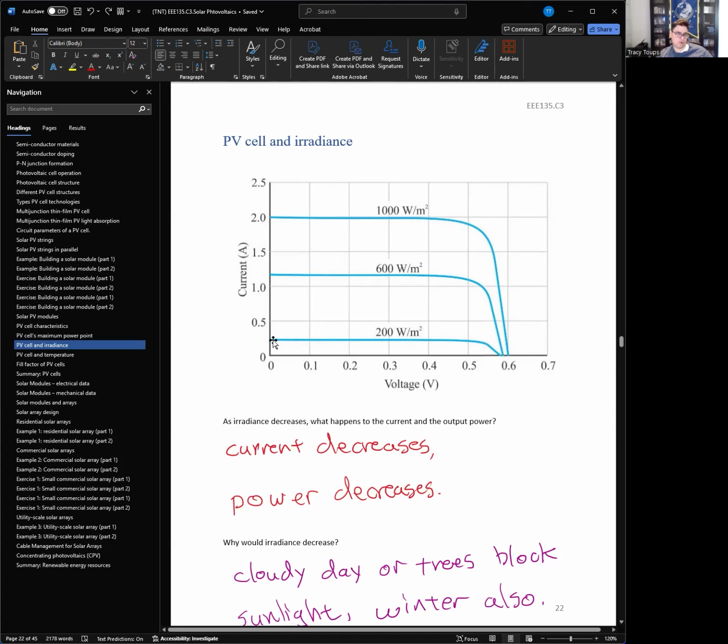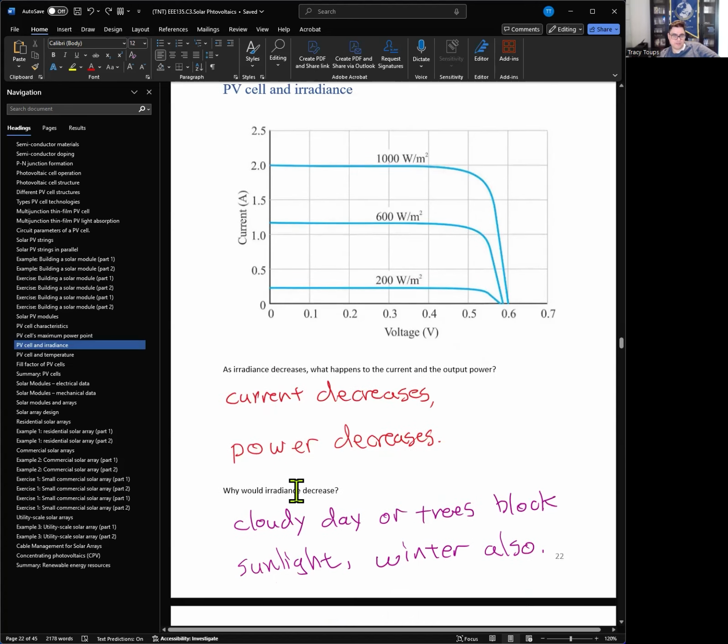You're producing a quarter amp, so you're running at 25%, probably less than roughly 12% efficiency, right? Which is terrible. So your solar panel's just not doing anything that day. Okay. So irradiance decreases. What happens to the current and the output? Current directly decreases based on the sunlight available, and power decreases proportionally as well. We lose half our current, we lose half our power.